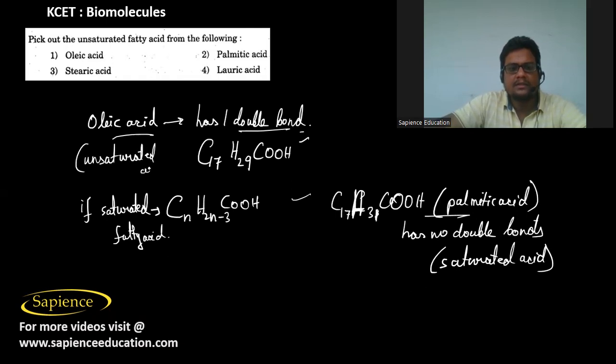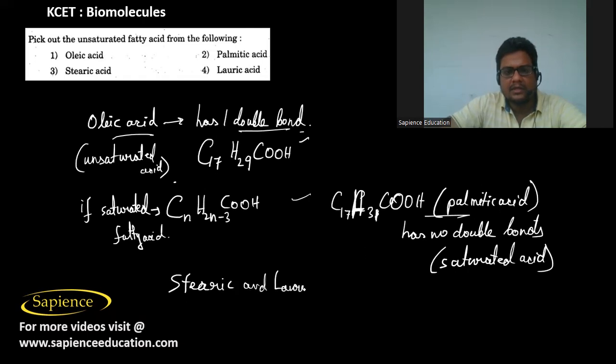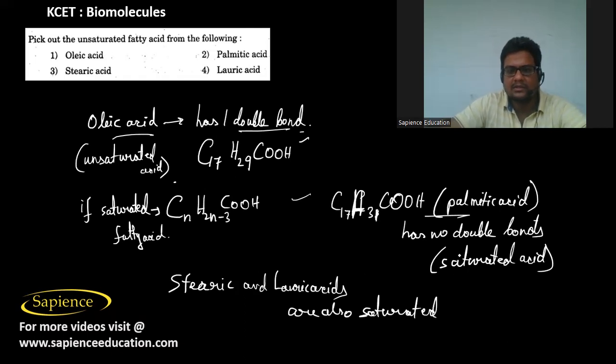In case of stearic acid and lauric acid, they are also saturated fatty acids since they have no unsaturation, since all carbon-carbon bonds are single bonds only. So the only unsaturated fatty acid is oleic acid. So option 1 is the correct answer.